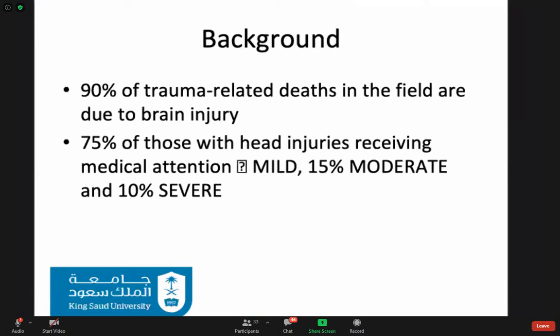75% of those with head injuries receiving medical attention are mild, 15% are moderate, and 10% are severe. So this also gives you an indication that mild injuries compose 75% of all head injuries, and 10% are severe, which is not an insignificant number, meaning that 1 in each 10 patients who comes in with a head injury is going to be a severe head injury.